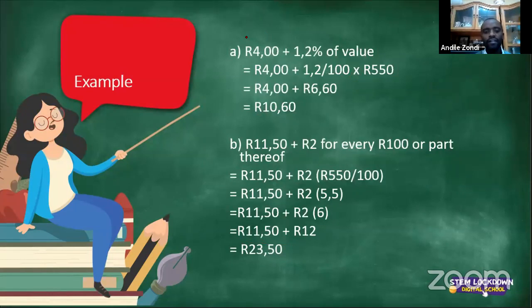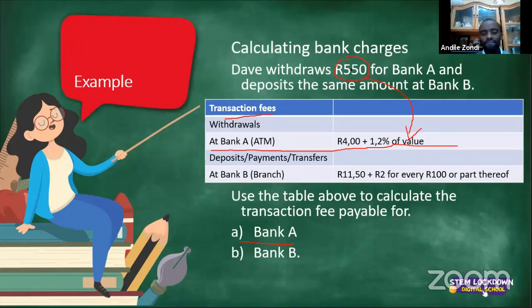Here's what I've done. I've rewritten the formula: 4 rand plus 1.2% of the value. 4 rand, bring down the 4. 1.2% is 1.2 divided by 100 times the value, which is 550. If I simplify that, I'll get 6 rand 60. So 1.2 over 100 times 550 plus 4 rand, the total amount will be 10 rand 60. So for withdrawing 550, Dave paid 10 rand 60 using this formula.